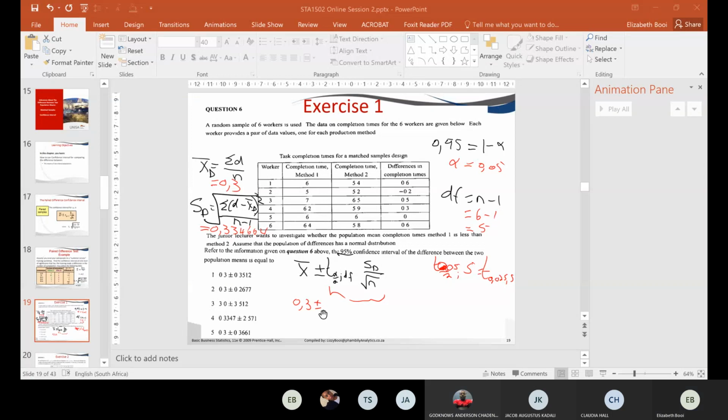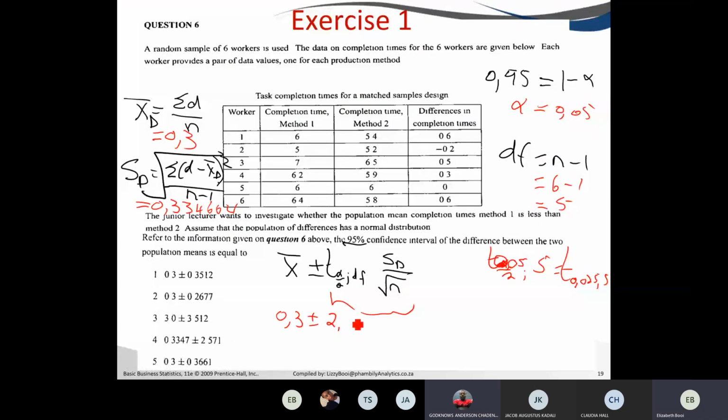So our critical value will be 2.571. So you went there and 5, né? Which is 2.571. And you went there, substituted it, and you multiplied by the standard error, which is what we calculated earlier, which is 0.33. You're going to use all the values, divide by the square root of n, which our n is 6. And you get the answer.